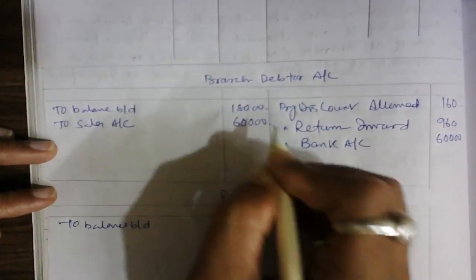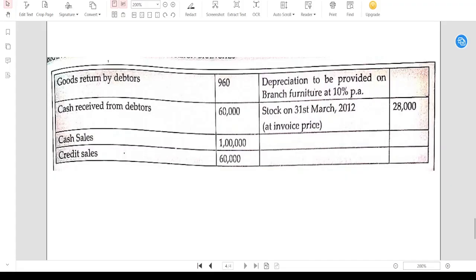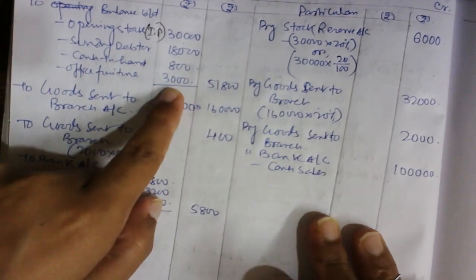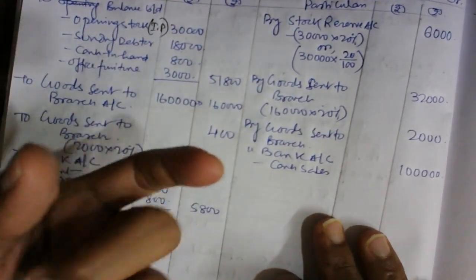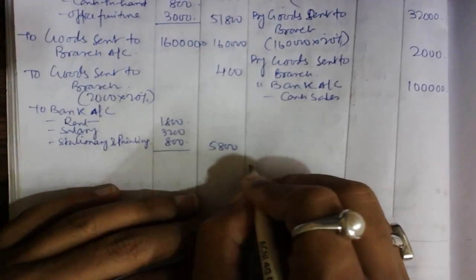60,000. Done, sir. After this, there is a depreciation provided on the furniture. Depreciation to be provided on the branch furniture 10%. Guys, what we discussed is that we never include depreciation in the branch account. Rather, we just deduct the depreciation from the opening balance, and whatever the closing balance, we include it in the credit side of the branch account. This opening balance of 3,000, we are going to depreciate at the rate of 10%, and whatever balance is left, we plot in the credit side of the branch account.